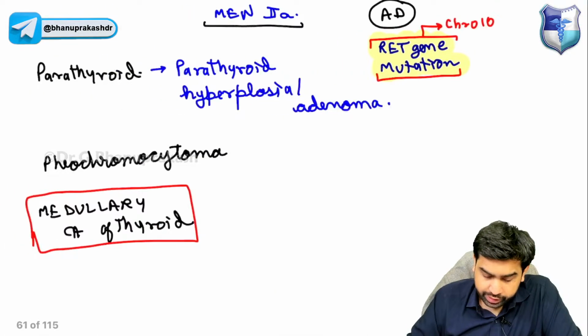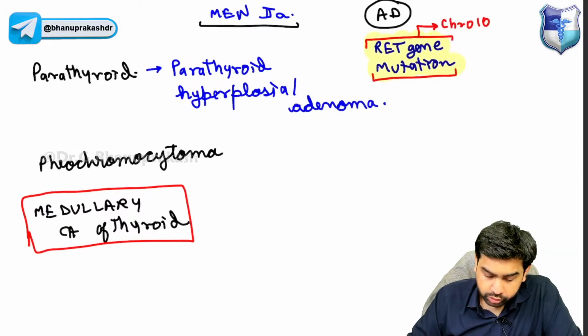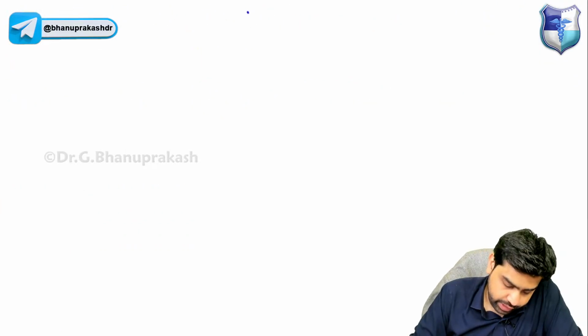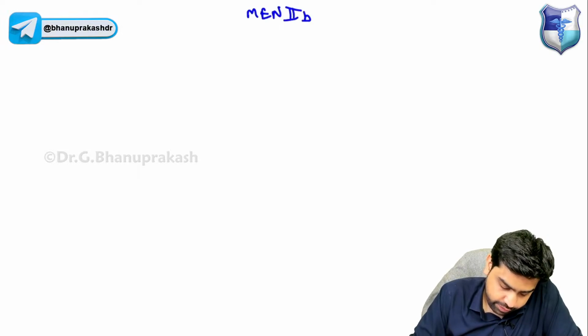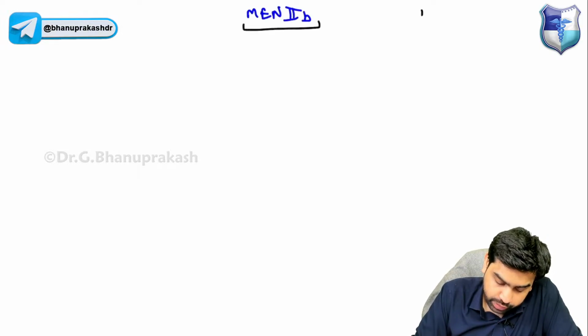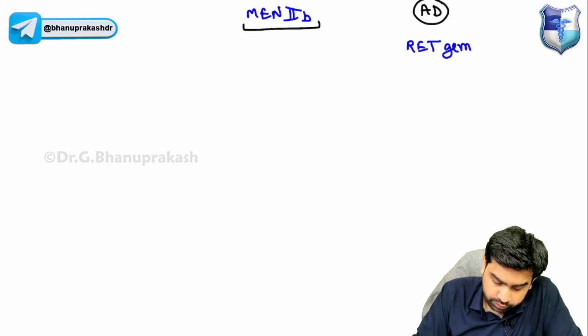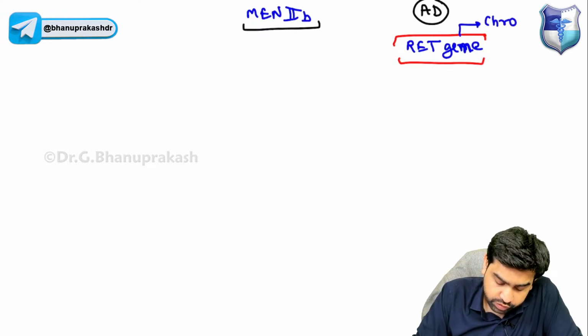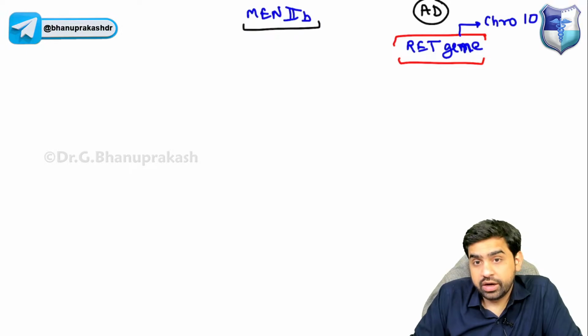Now let's talk about MEN 2B. What did I tell you about MEN 2B? As I have just told you, MEN 1, MEN 2A, MEN 2B are all autosomal dominant in nature. What is the gene which is mutated here? The RET gene is the one which is mutated. And where is this RET gene present? It is located on chromosome number 10.